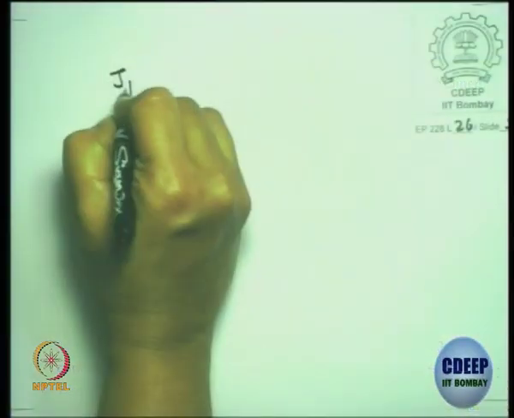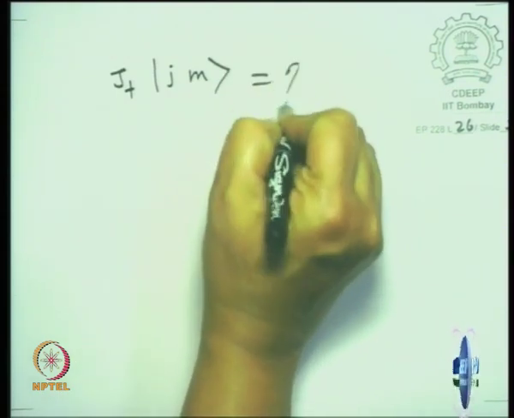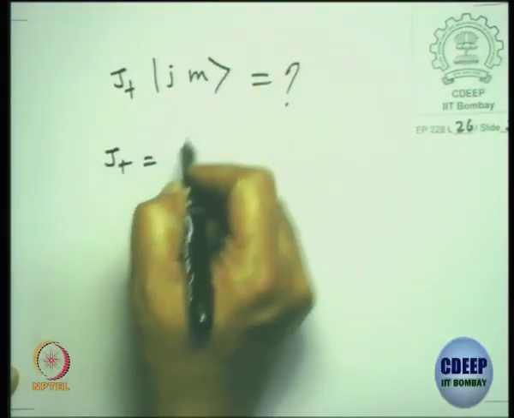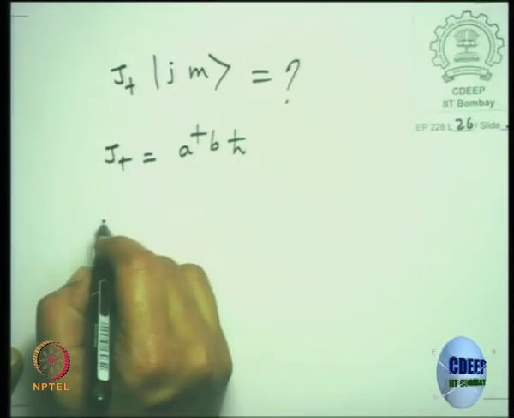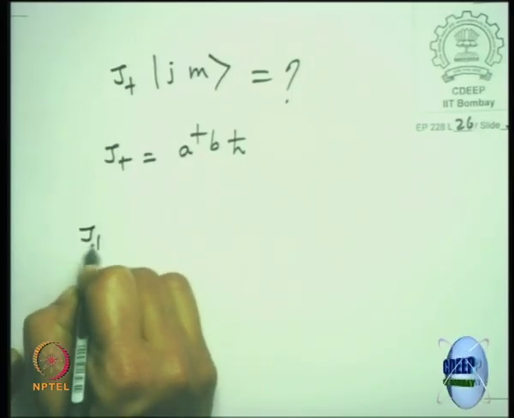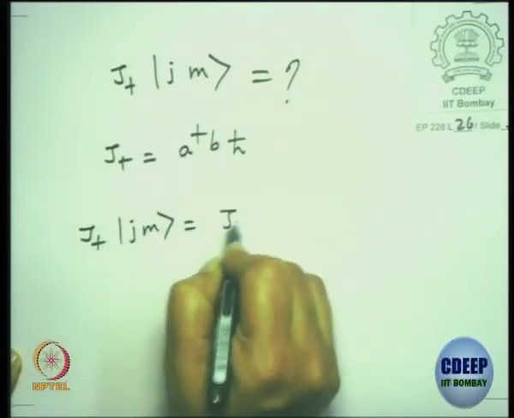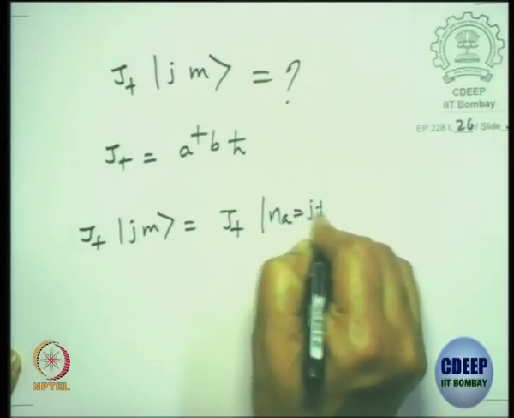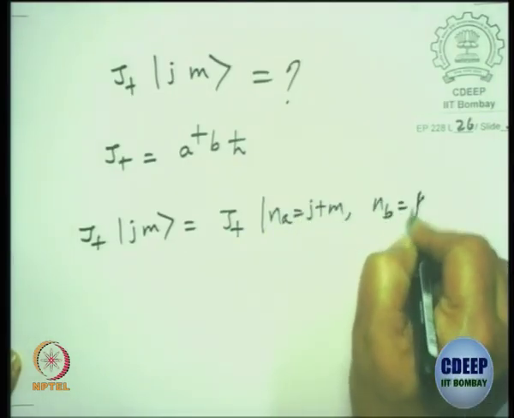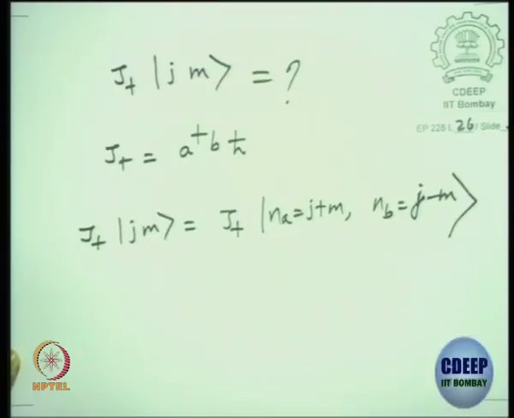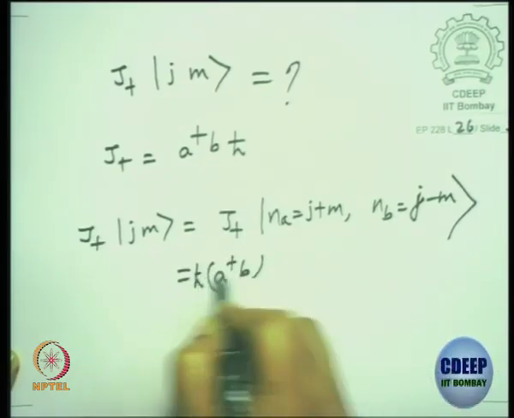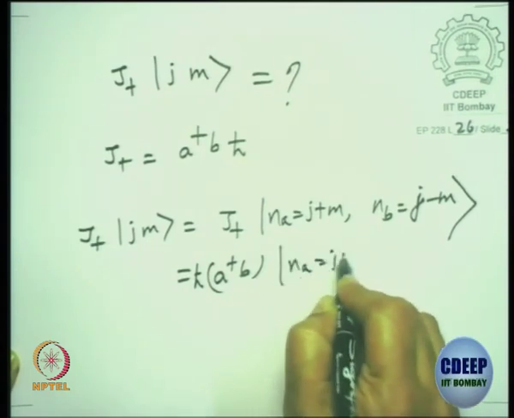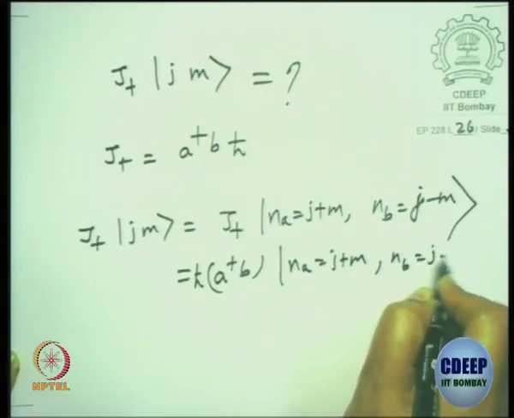I want to know what is J plus on Jm. J plus has a representation which is A dagger B h cross. So, you want to operate J plus on Jm, which is equivalent to J plus on Na equal to J plus M and Nb equal to J minus M. The state is the same. And here I can operate A dagger B, h cross is anyway a number, on Na equal to J plus M, Nb equal to J minus M.